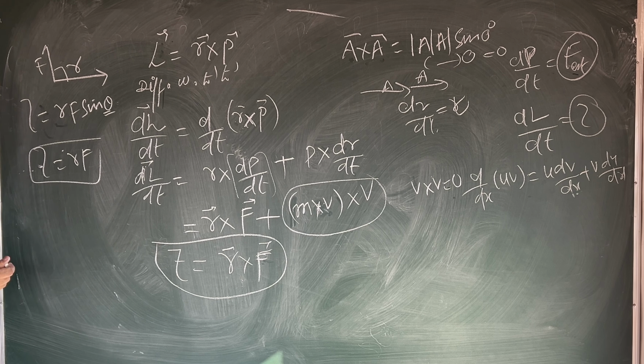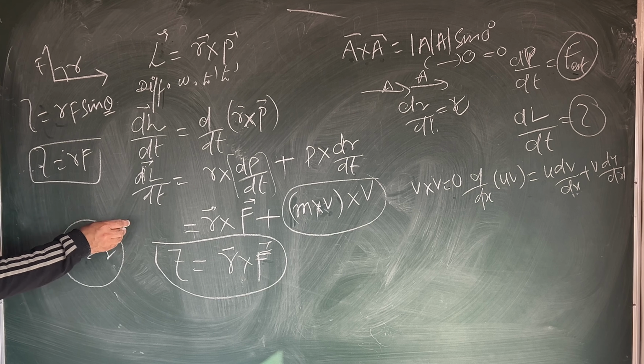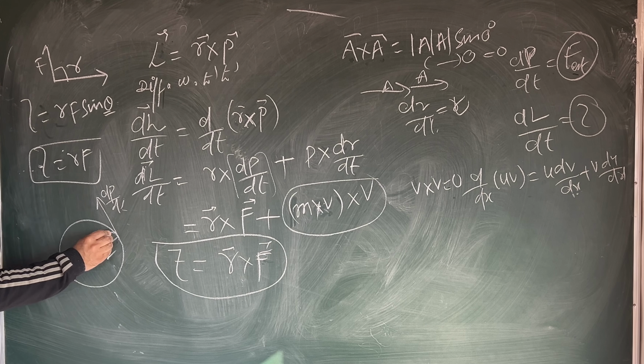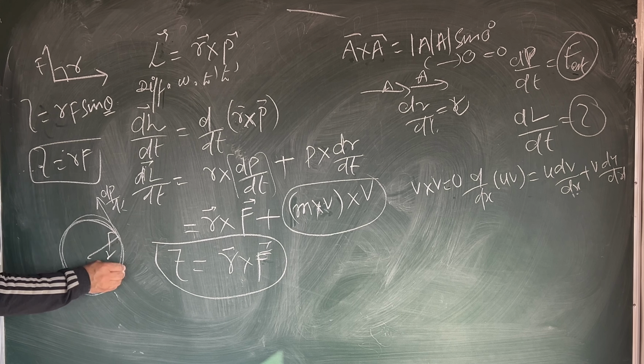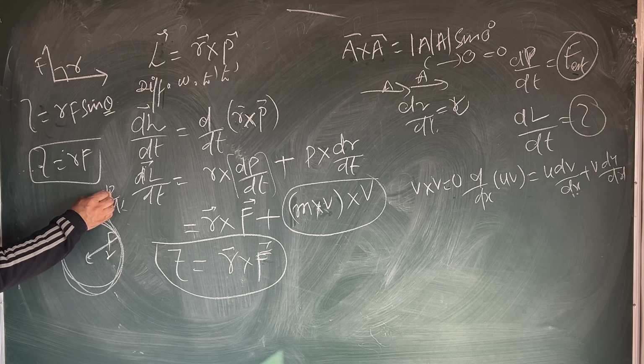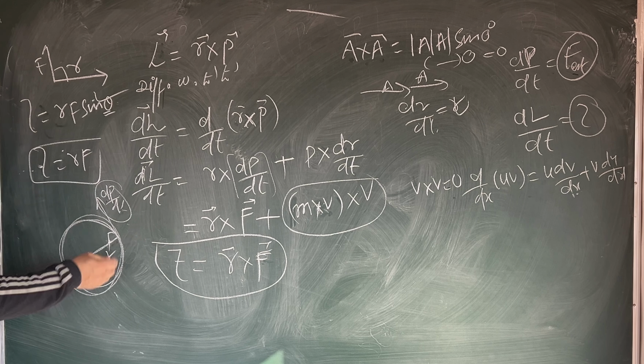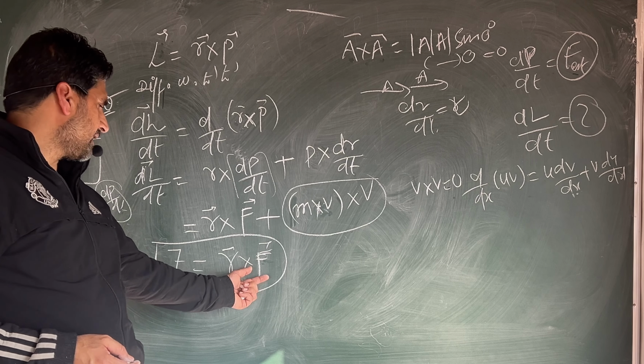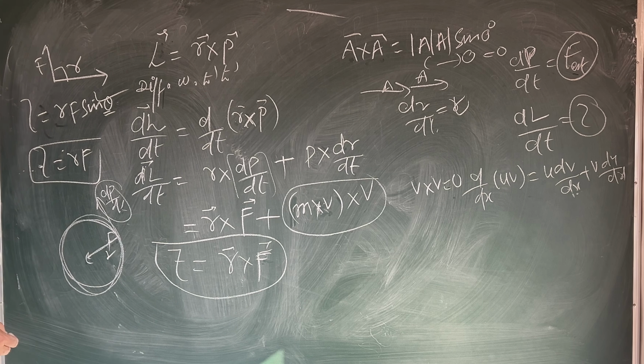For a circular motion, your r is always like this, and the change in angular momentum is always tangential. So they have a 90 degree angle, which means torque will be maximum. If the angle between r and dp by dt is not 90 degrees, if it is 0, then there will be no torque. So torque has maximum value when theta is 90 degrees, and the relation for torque is r cross F.